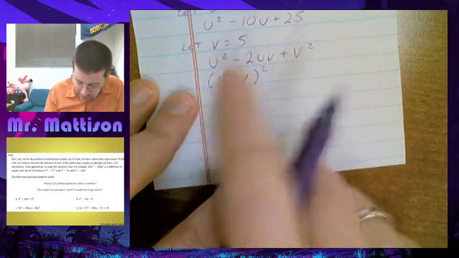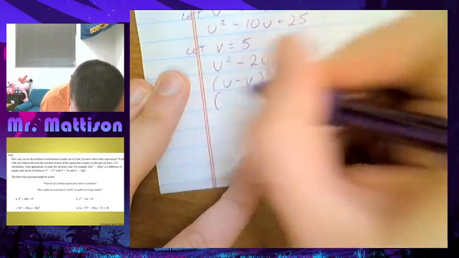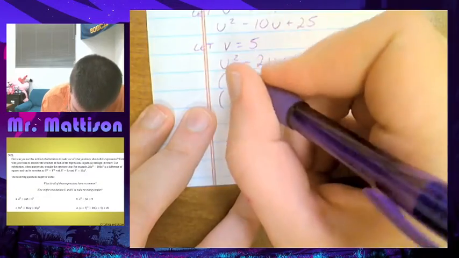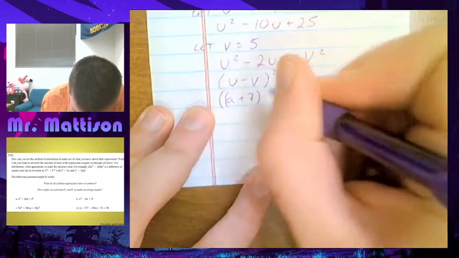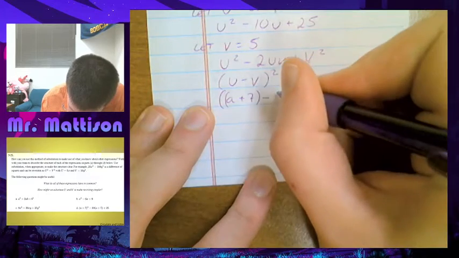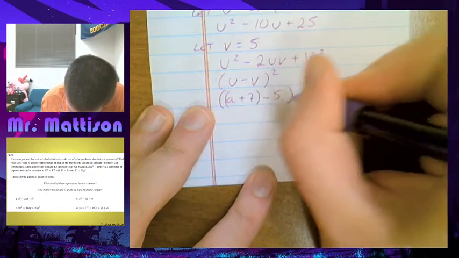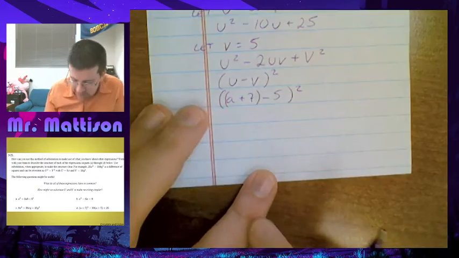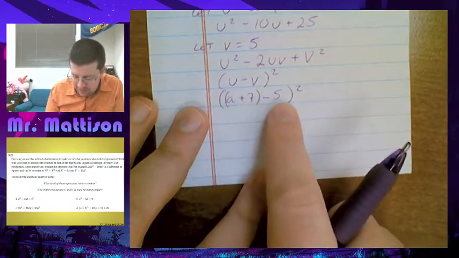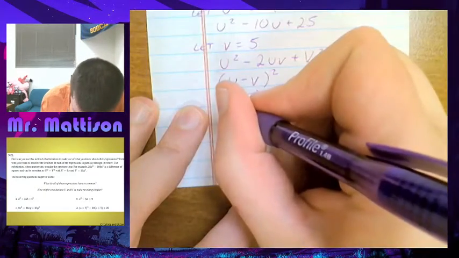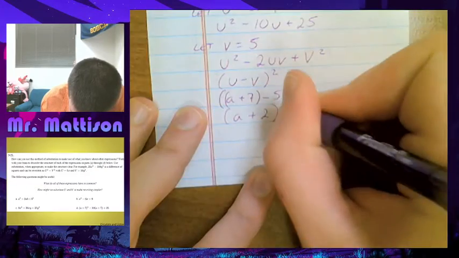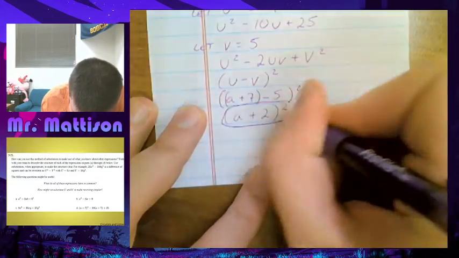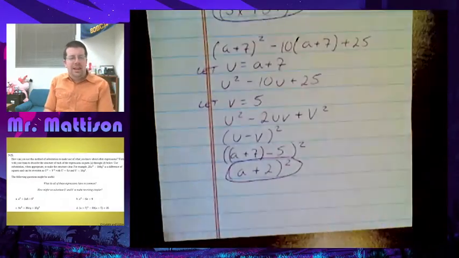Well, u is a plus 7 minus v, which is 5, squared. Well, 7 minus 5 is going to be a plus 2 squared. A lot faster and a lot easier.